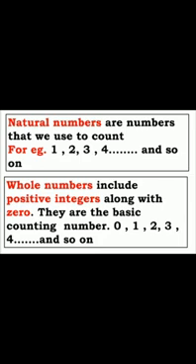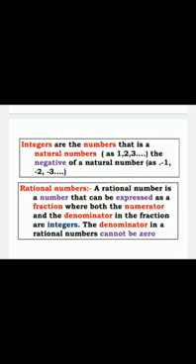Now, what are integers? Integers are the numbers that are natural numbers, and you know what natural numbers are. Your natural numbers are the numbers that we use to count. For example, 1, 2, 3, 4, and it goes on. And the negative of those natural numbers are your integers. Now, rational numbers. A rational number is a number that can be expressed as a fraction where both the numerator and the denominator in the fraction are integers. The denominator in the rational number cannot be 0.